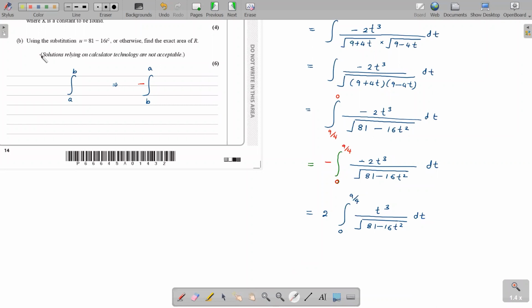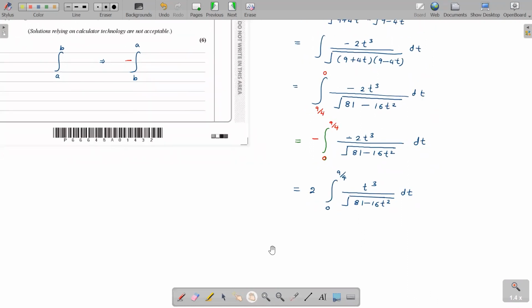Okay, part B: using the substitution u equals 81 minus 16t square, or otherwise, find the exact area of R. When they give us a substitution, this should be the easiest method to go ahead with. So I will definitely go with the substitution here. I'm going to apply that substitution to this sum and find the exact area of R. So let's get it done.